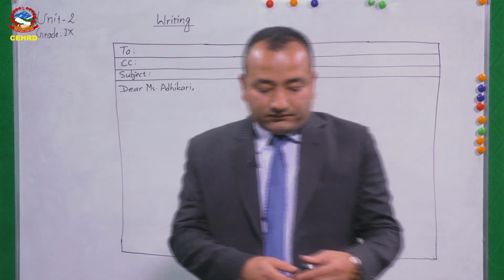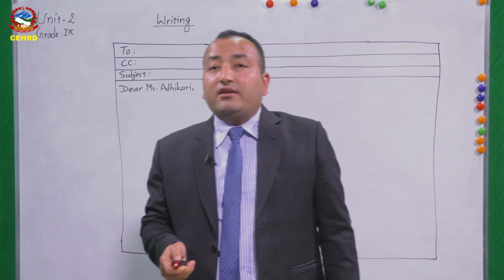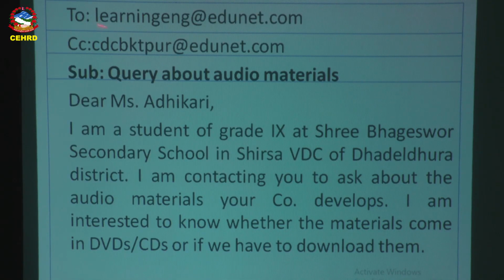On the screen you can see on top "To" is written, then learning English at edunet.com, then CC, CDC, BKTPUR at edunet.com. So these are just addresses. I will talk about it later in detail, what it means and why we write this. Don't worry about it right now. There is a subject. Then "Dear" means there is a salutation. Then there is the body paragraph.